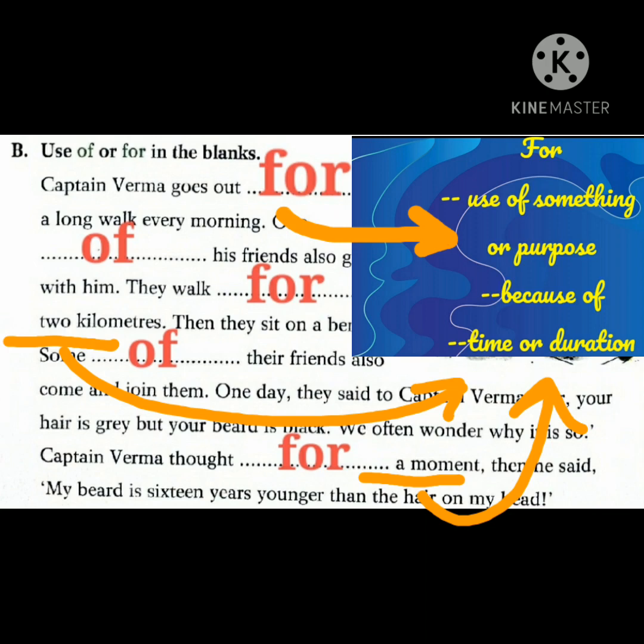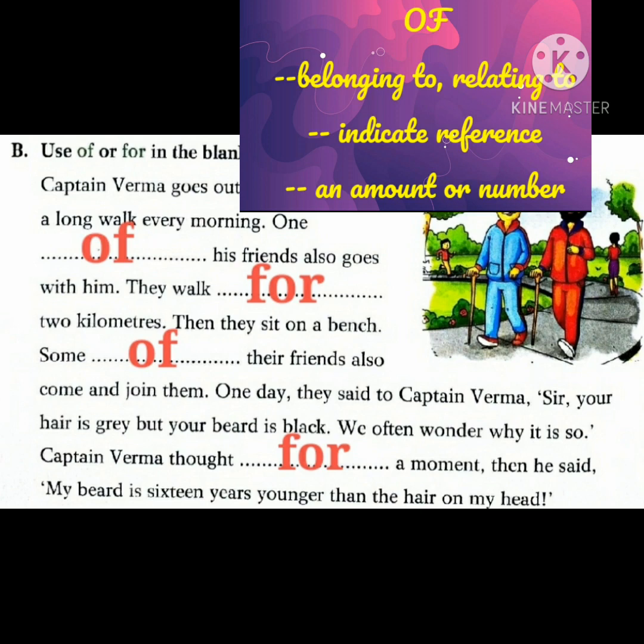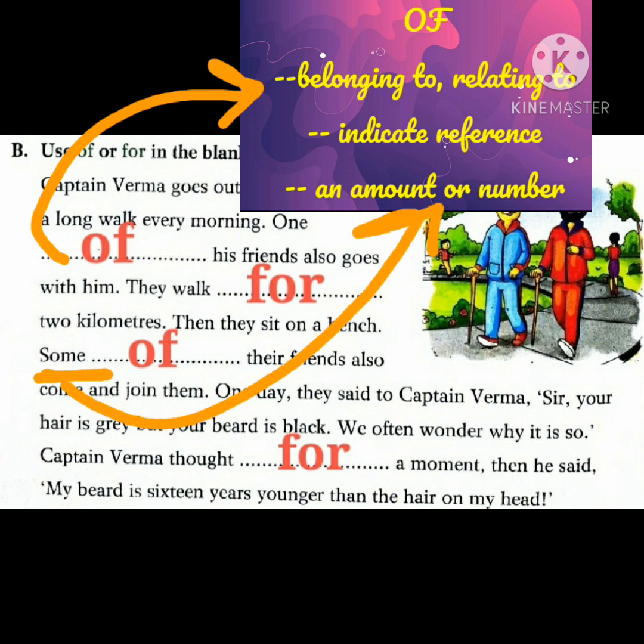Now let's understand why we use of here. Okay. So as you can see, one of his friends. So one of his friends somehow shows the relation between friends and him. Okay. And next one, some of their friends. Some somehow shows you the amount. Okay. Some means kuch. So it means 1 or 2 or 3 or 4. So it somehow shows you the amount. Okay. So that's why here we used of.